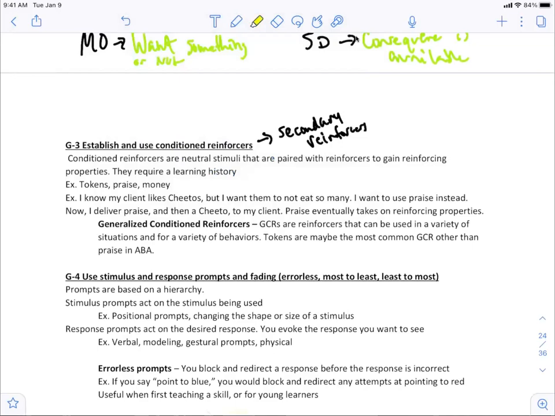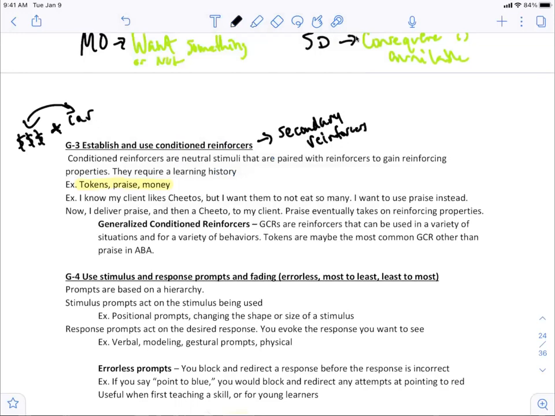Tokens, praise, and money don't inherently have reinforcing properties, typically. So let's just assume tokens and praise and money don't have value until we pair them. Until you take that money and buy, I don't know, a car. Long before that we paired, but you get the idea. Until that money and that car are paired and you learn this money has value because I can exchange it for a car, that money means nothing.